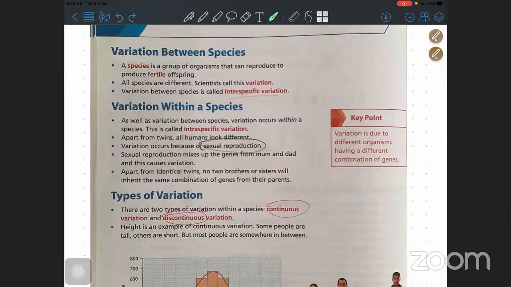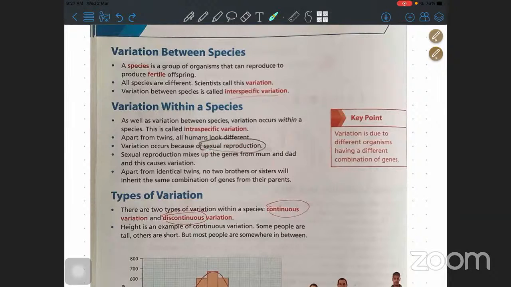This is called intraspecific. Intra is within, and inter is between. So you have the internet, and also the intranet. Intranet is only for your company, for a group or institution. Apart from twins, all humans look different. Variation occurs because of sexual reproduction.